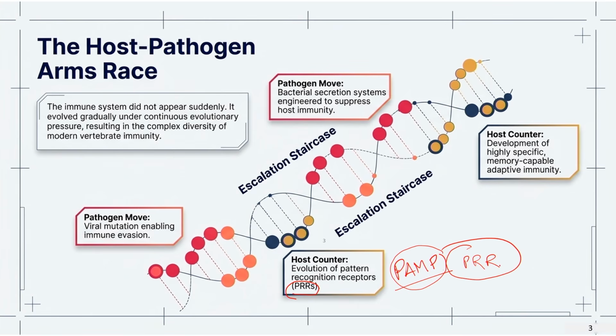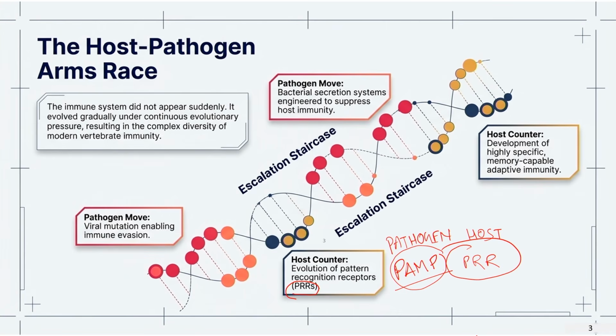So pattern recognition receptors are present in the host cell. So this is host specific and this is pathogen specific. These two are always in constant fight, and if PRR and PAMP bind to each other, then they can easily neutralize each other.